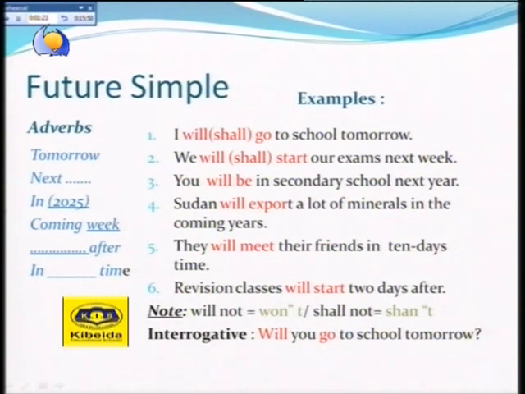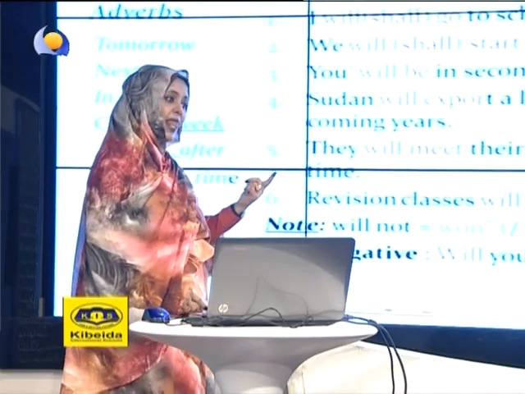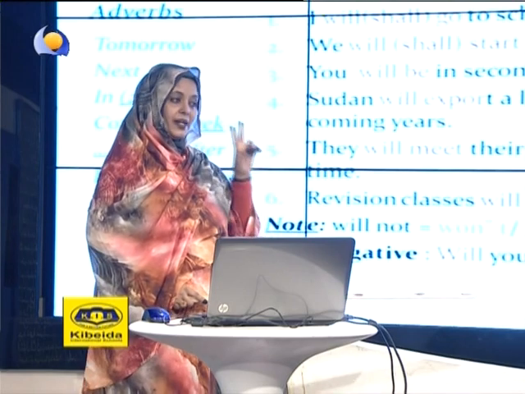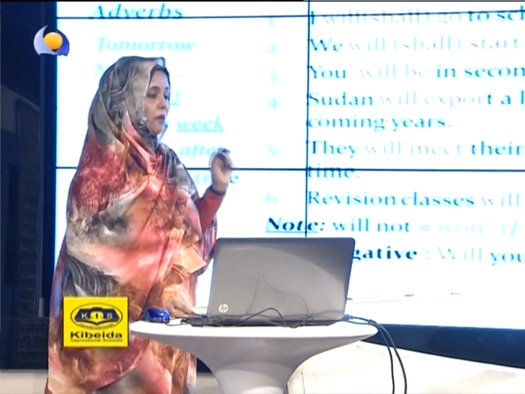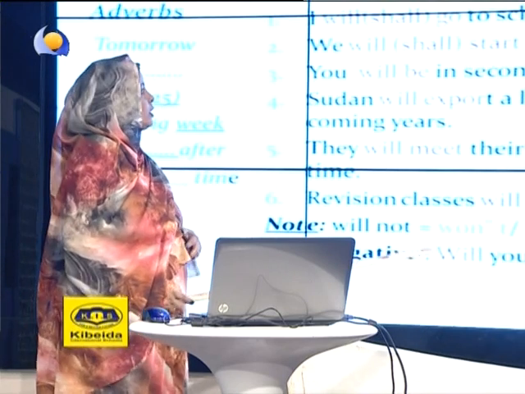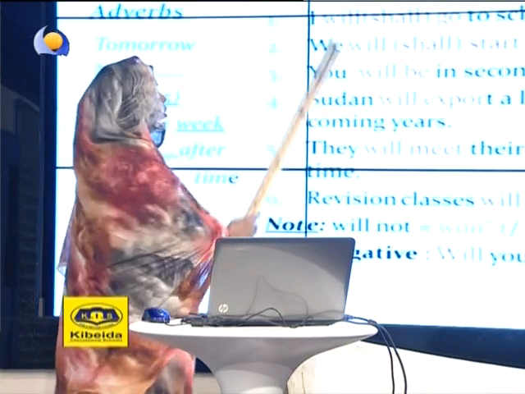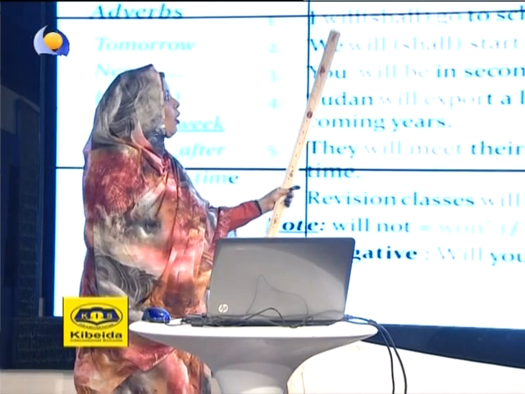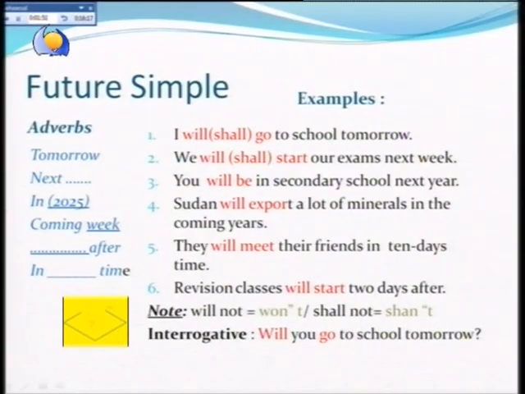All subjects in the future can use will, except I and we have an additional option. What is that additional option? I and we can use shall and can use will. Both are correct, both are right, and can be used. When you go to secondary, you will learn more and more about the uses of will and shall. But for I and we, I can use will or shall. But for the rest of the subjects, you just put will plus the infinitive of the verb.